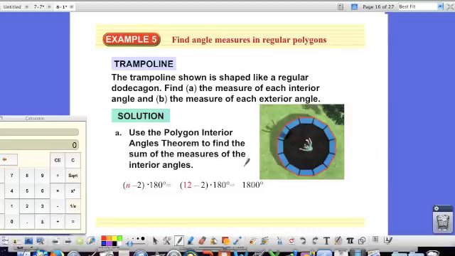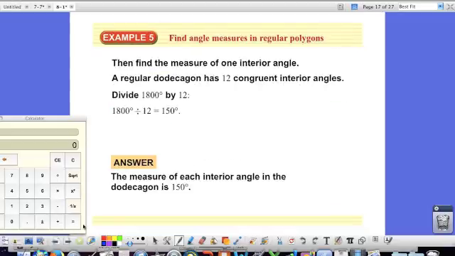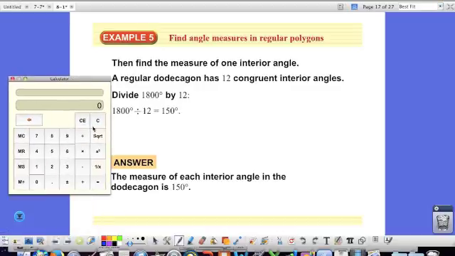We first wanted the measure of each interior angle. The total is 1800. Since it's a regular dodecagon, we divide by the number of angles, that's 150. The measure of each interior angle is 150. For the exterior angles, since they're going to add up to 360, 360 divided by 12 is 30.